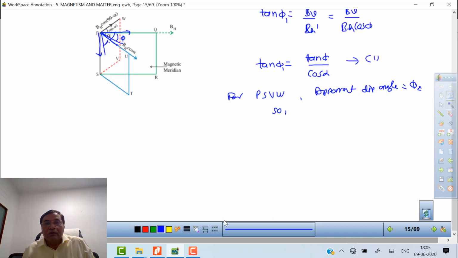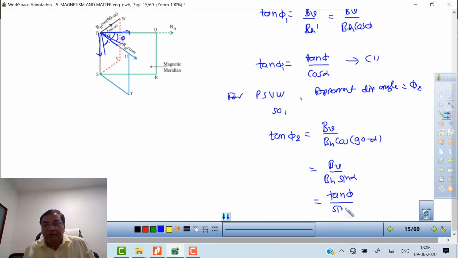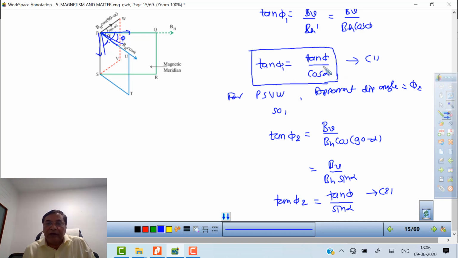So tan phi 2 equal to BV upon BH cos 90 minus alpha. Now angle is 90 minus alpha. So it becomes BV upon BH sin alpha. So it is tan phi upon sin alpha. So this is tan phi 2. I say this is 2. This is important formula, yaad rakjo. If you perform the experiment other than the magnetic meridian, dip is phi 1, the real dip is phi, this is the relation. Okay, I asked one question in your question of the day also.